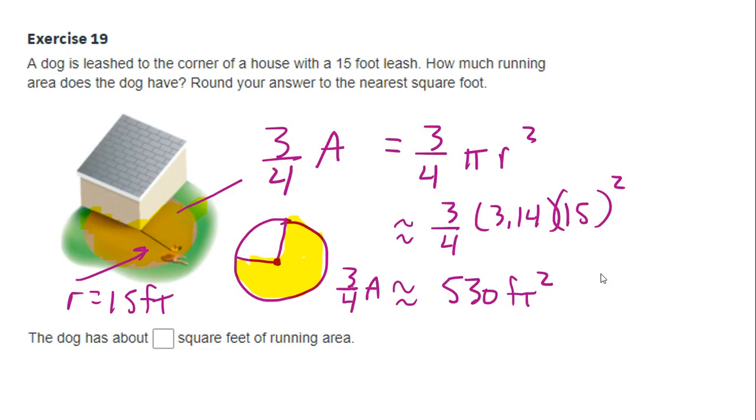Number 19. So this area that I shaded in yellow is this area here. And I need to find that area. And so I need to find 3/4 of the area of a circle with a radius of 15 feet. Okay, so I do that. And I get approximately 530 square feet.